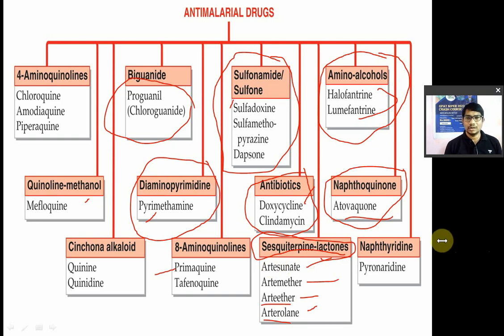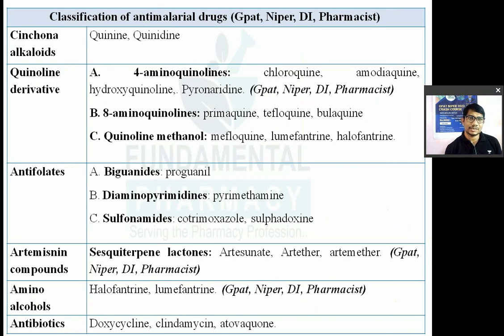Now a new drug is also there, known as a naphthyridine derivative. Naphthyridine derivative, pyronaridine. Pyronaridine is a naphthyridine derivative. Remember: naphthyridine derivative, pyronaridine. We'll see the classification of chloroquine in upcoming slides. Don't worry, you can see the classification again.